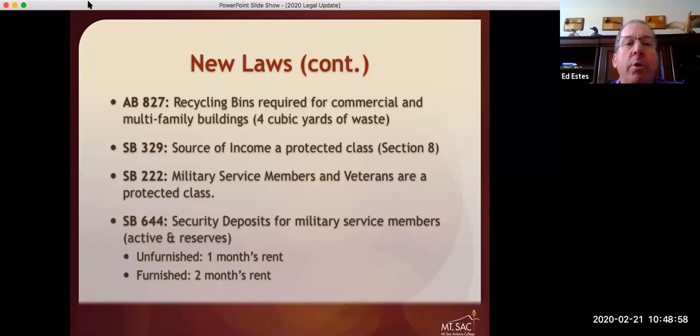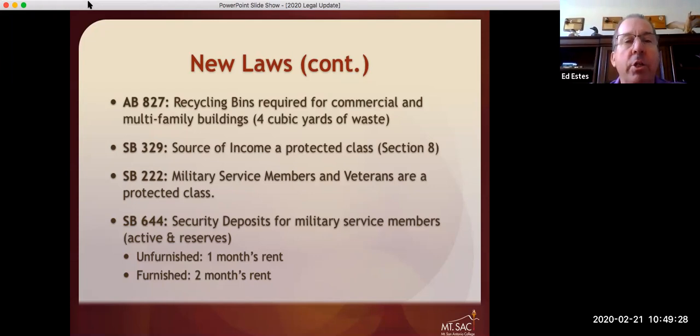SB 222, military service members and veterans are now a protected class. So we have race, we have color, we have familial status, we have disability, we have citizenship, we have foreign language spoken. I could go on and on. Add to that military service members and veterans. They are all now considered a protected class. You cannot discriminate against them on the basis of their military service.